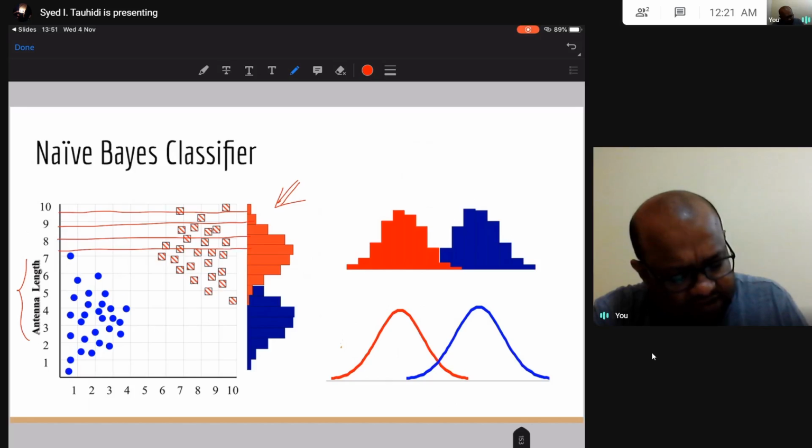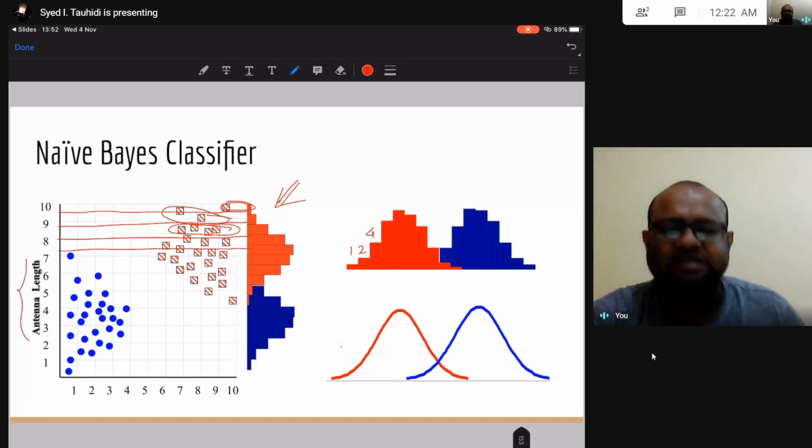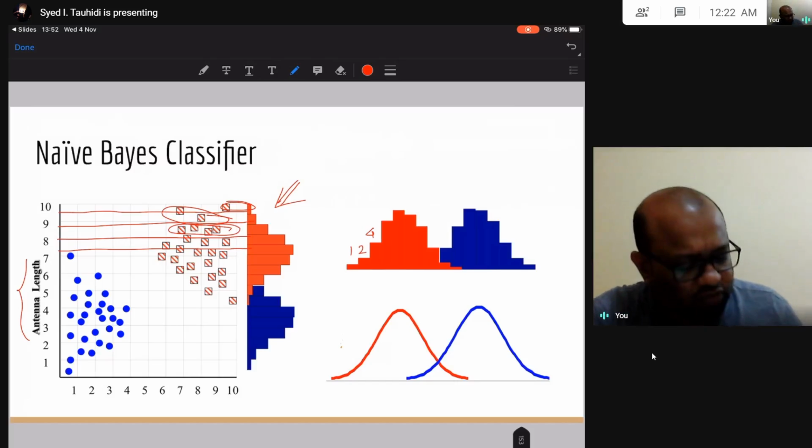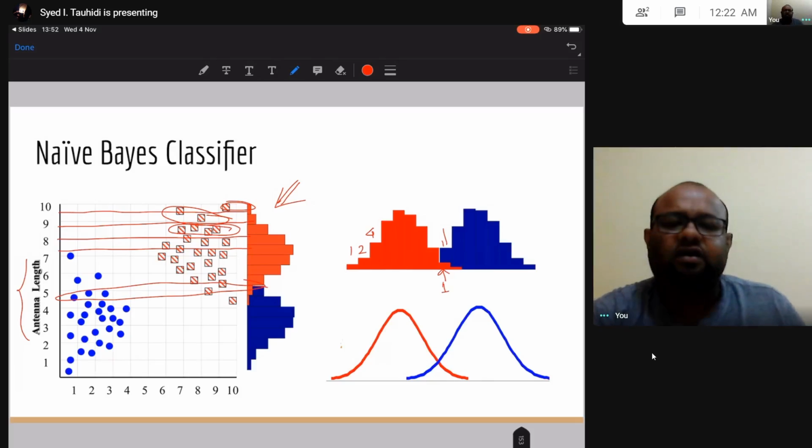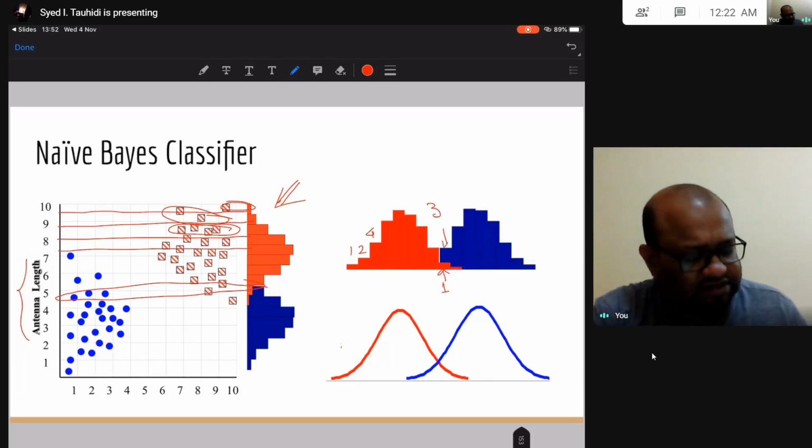Okay, here I have, say, 1, so this is equal to 1. Here I have 2 data points, so 2 katydids. Here I have 4 katydids, red corresponding to katydid and blue corresponding to grasshopper. In this point I can see I have 1 katydid and 3 grasshoppers. Alright, so this is what the histogram means. Histogram is just giving me the count.